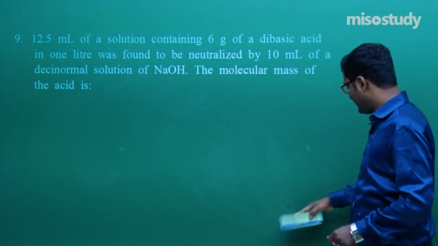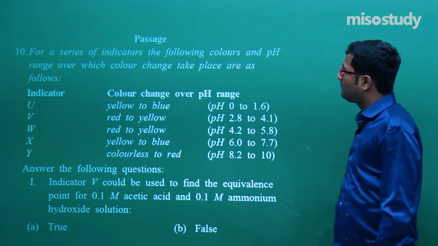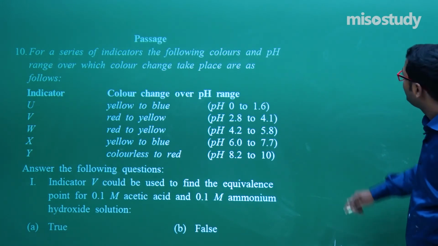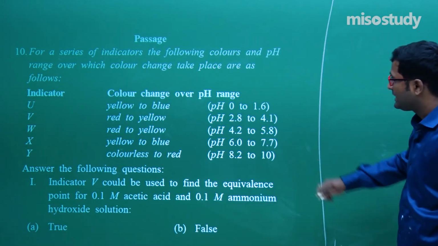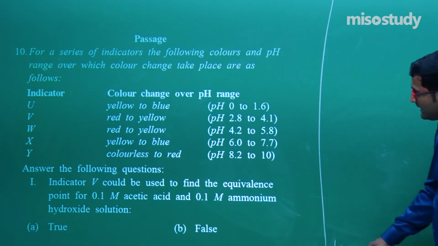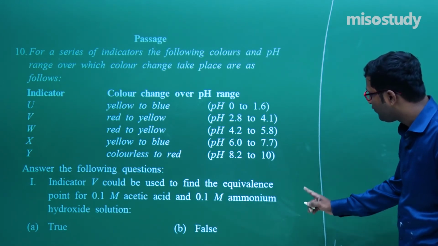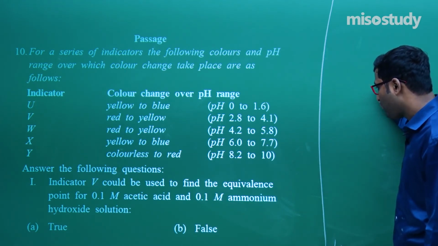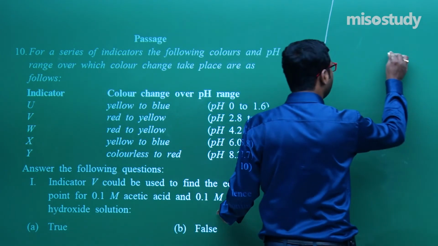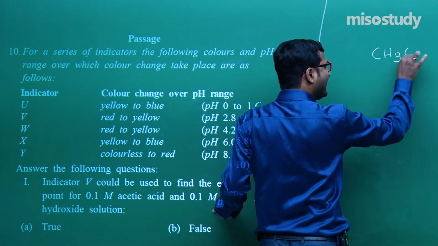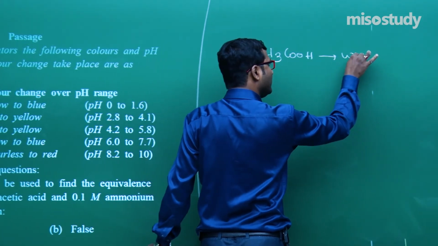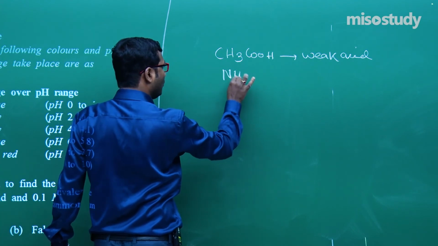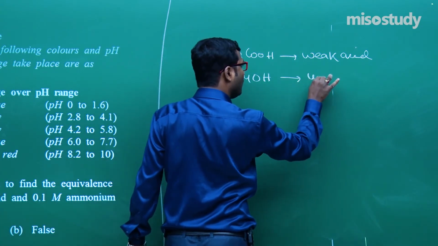Now let's move to the next segment of the question, that is question number 10. This is a passage type. I'm giving you a few seconds. Check it out. That is yellow to blue, all pH values. Now look at the question. Indicator V could be used to find the equivalence point for 0.1 molar acetic acid and 0.1 molar ammonium hydroxide. As we know, they are talking about acetic acid. This one is a weak acid. Yes, sir. And NH4OH is a weak base.